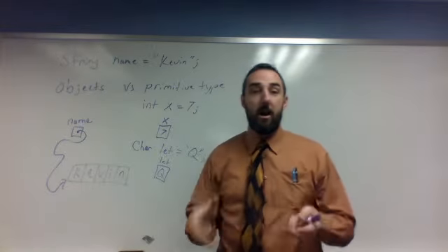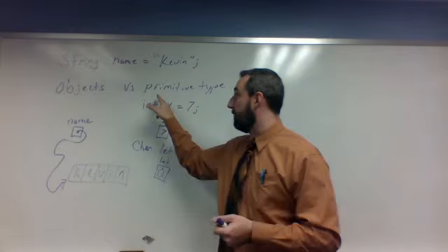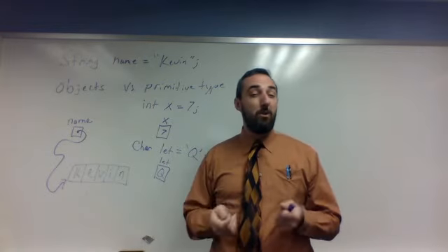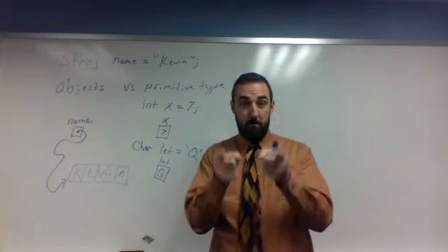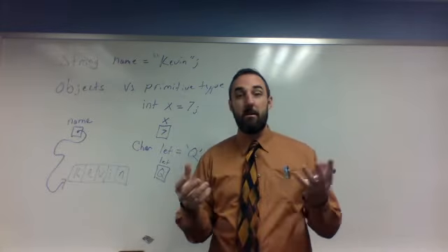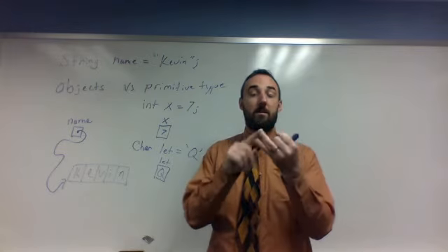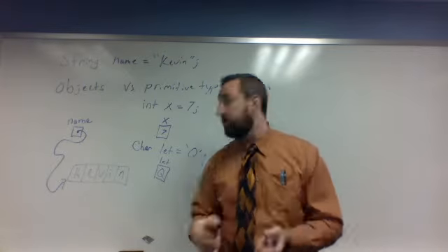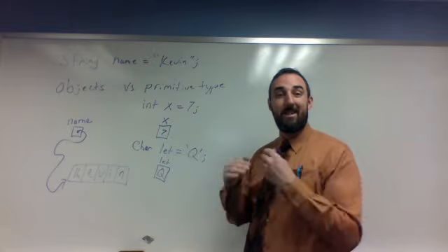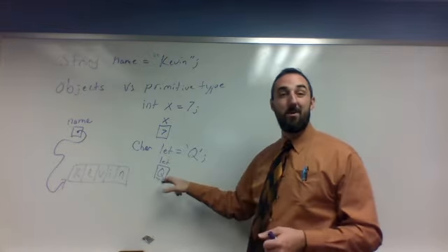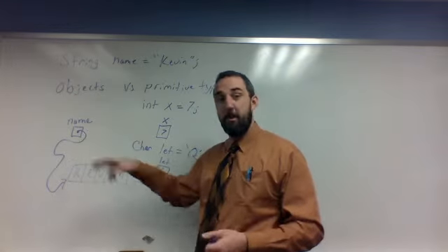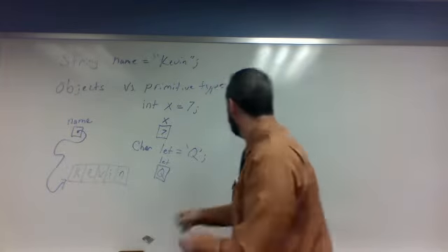Now, the other big distinction between objects and primitive types, aside from where they live, is that objects can do things. You're an object. You can do stuff. You can store information like your name, your age, your height, your weight, but you can also stand, sit, eat, sleep. You can do things. The number 7 can't do anything. It just is the number 7, that's it. The letter Q can't do anything. It's just the letter Q. But name can do stuff. So let's talk about some of the things it can do.